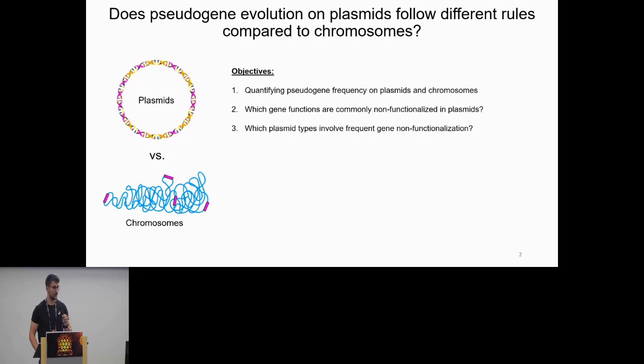And we have been subdividing this objective roughly into three parts. First, we wanted to quantify the pseudogene frequencies on plasmids and chromosomes. Secondly, we wanted to determine the gene functions that are commonly non-functionalized on plasmid genomes. And third, we have been following back the pseudogene evolution on specific plasmid lineages.